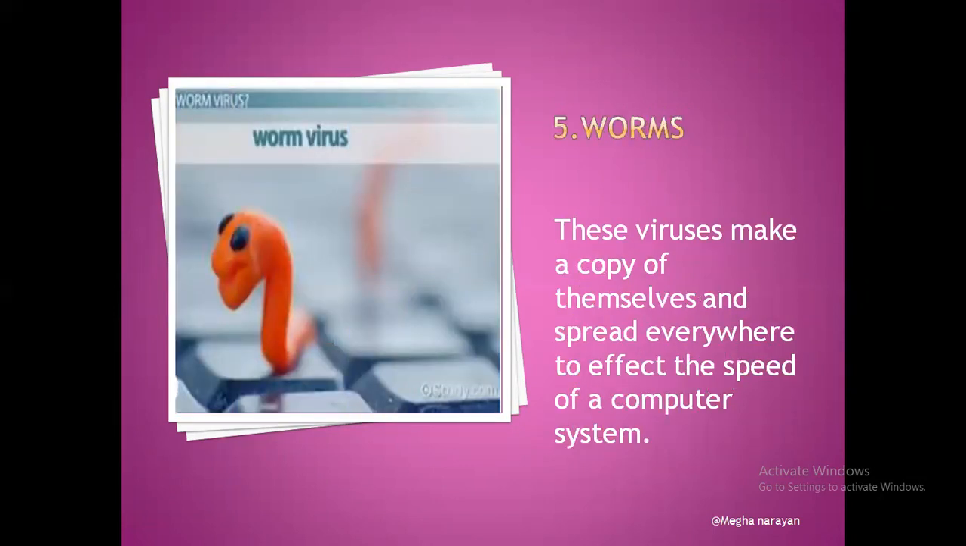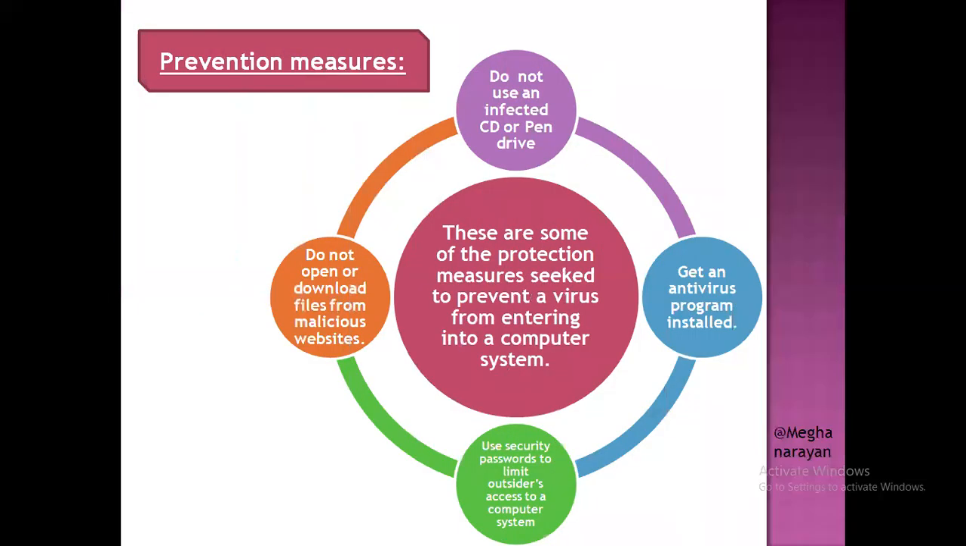This is the fourth one we have just discussed. Here is the fifth type of virus, known as worms. These viruses make copies of themselves, or in simple words, they keep copying themselves from one file to another, then another file, and so on. In that way, they spread everywhere and affect the system's speed. So these are the types of viruses you have learned.